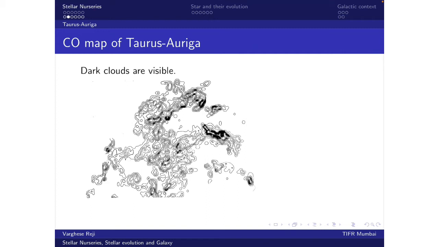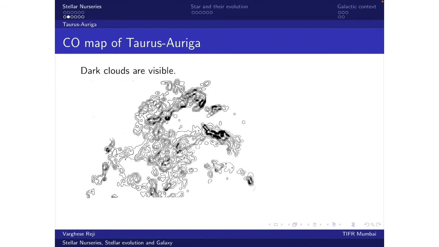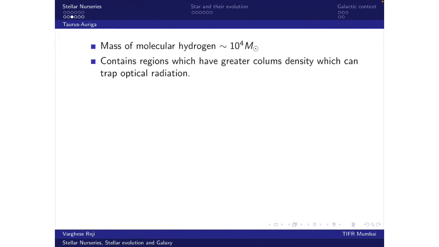That means the visible light from the stars behind is absorbed by the dust particles in this cloud. That's why we cannot see the visible region, but we can see infrared in that region. So next is the map of this molecular hydrogen; the mass in this region is around 10^4 solar masses.